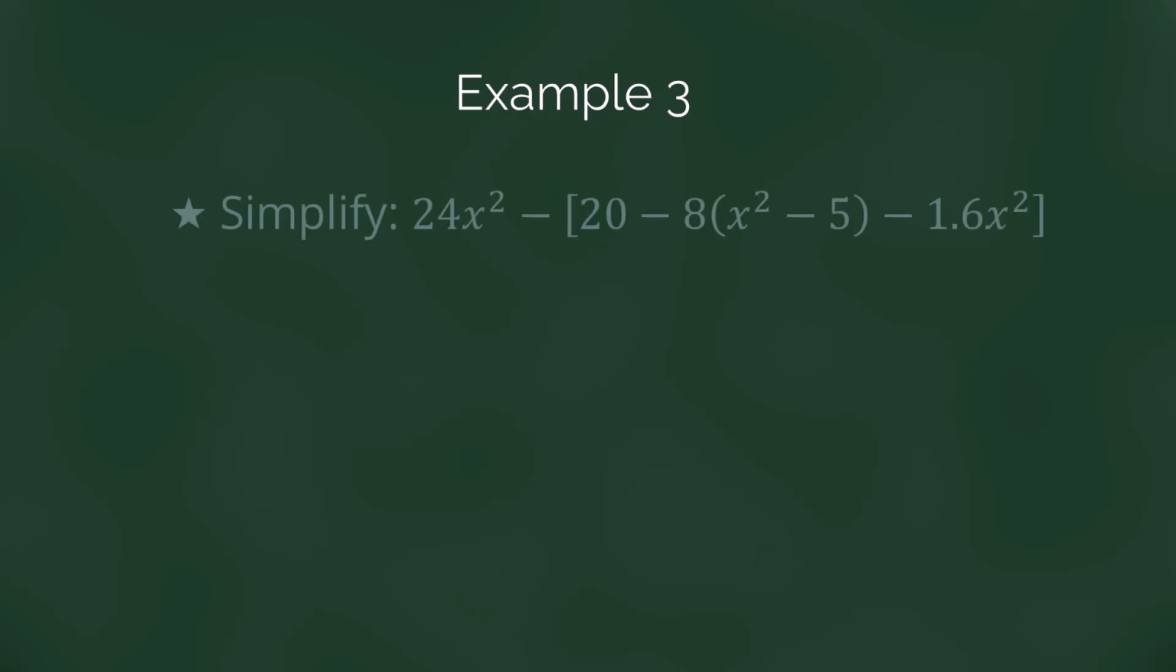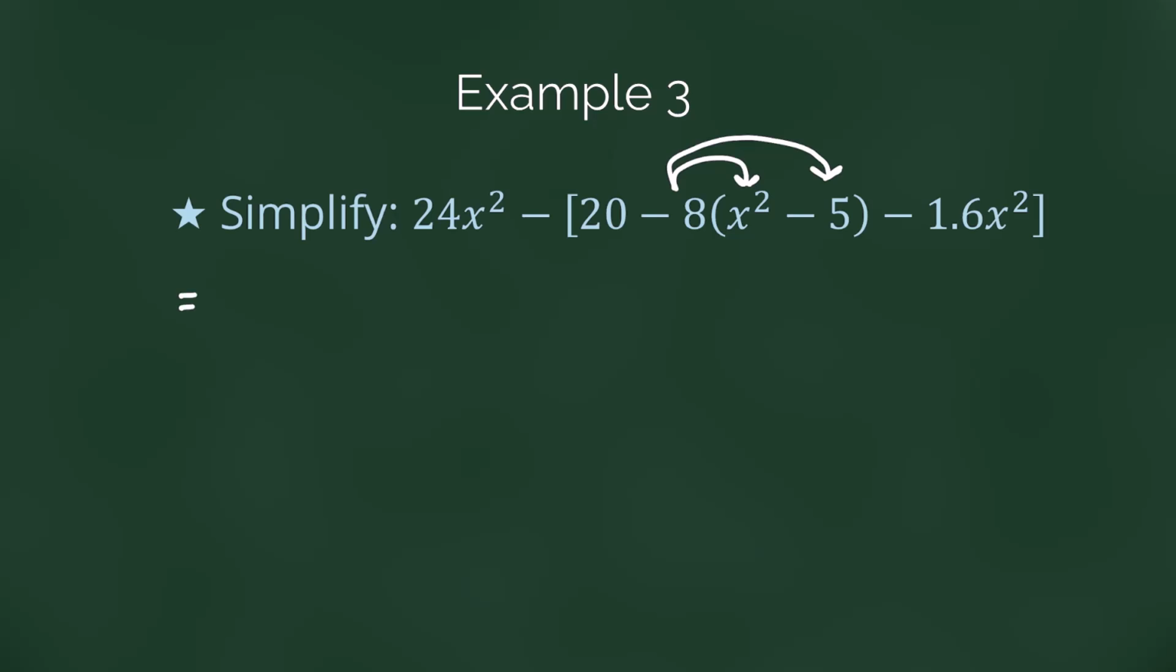All right, for our last example, we're going to increase the complexity a little bit. Here we have 2 sets of parentheses. We have an outer set of brackets and an inner set of parentheses. And we also have some negatives in front of those. So we're going to have to be really careful with our signs. I'm going to start on the inside. I'm going to start by distributing this negative 8 to both of the terms inside of its parentheses.